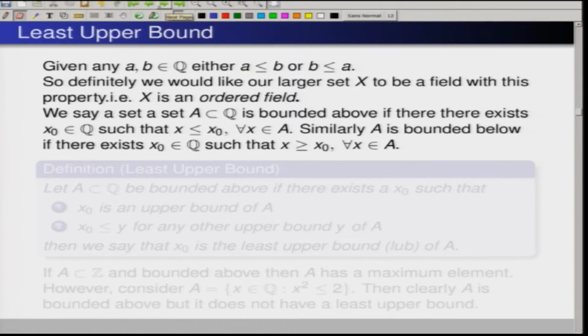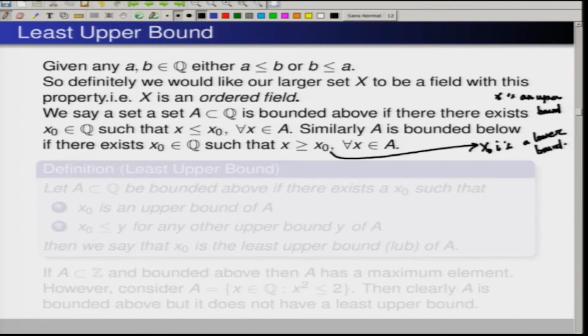Then in this case I will say that x naught is an upper bound, and in this case I will say that x naught is a lower bound. Okay. Now look at the set of rationals which are less than 1; then 2 is an upper bound, 1 is an upper bound, 3 is an upper bound, anything bigger than 1 is an upper bound. Similarly, for the positive rationals, 0 is a lower bound, minus 1 is also a lower bound. So, there is not necessarily just one upper bound or one lower bound.